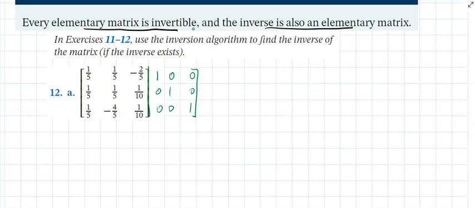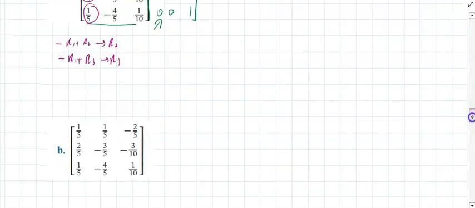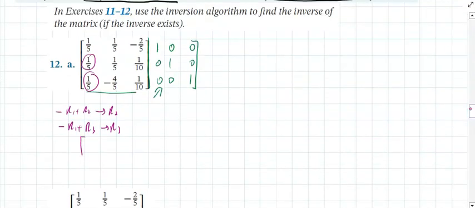My goal is to make the left exactly like this matrix, which is the identity. So I start with the same thing we did before. I want to make that a 0 and that a 0. How do you do that? You take negative row 1 plus row 2, put the result in row 2. Take negative row 1 plus row 3, put the result in row 3. And what did we get? The remaining outcome would be what? Row 1 I'm using, but I'm not changing.